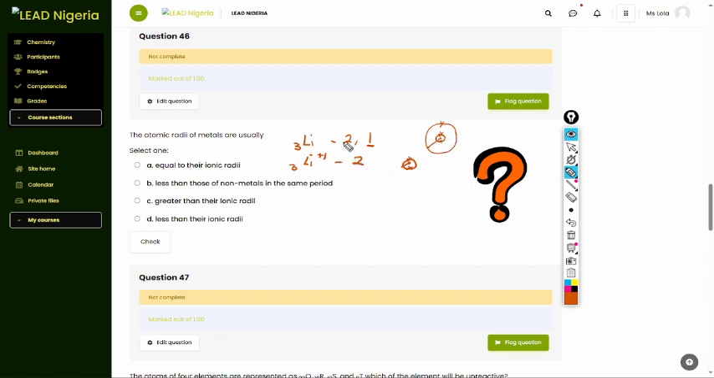So which of the options describes that? Option C, the atomic radii of metals are greater than their ionic radii, which is true. The atomic radius of the metal here is greater than its actual ionic radius. The correct answer here is C. So we go with C.